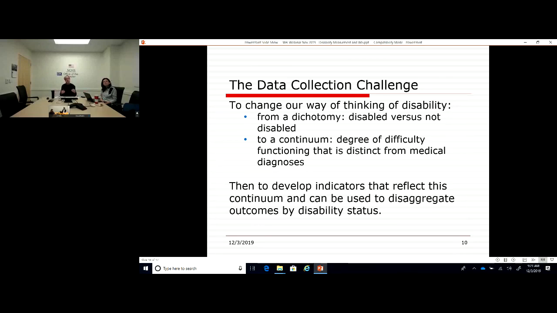What we have to do is we have to begin through data collection, through the development of questions, to capture that continuum. We want to begin to describe that. And based on those indicators that reflect the continuum, we then want to be able to disaggregate outcomes by disability status. So it's a very well thought out process. Okay, the next slide.